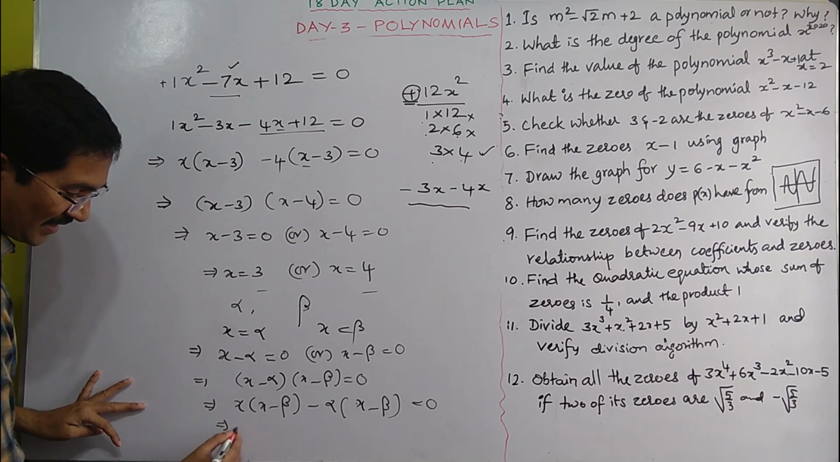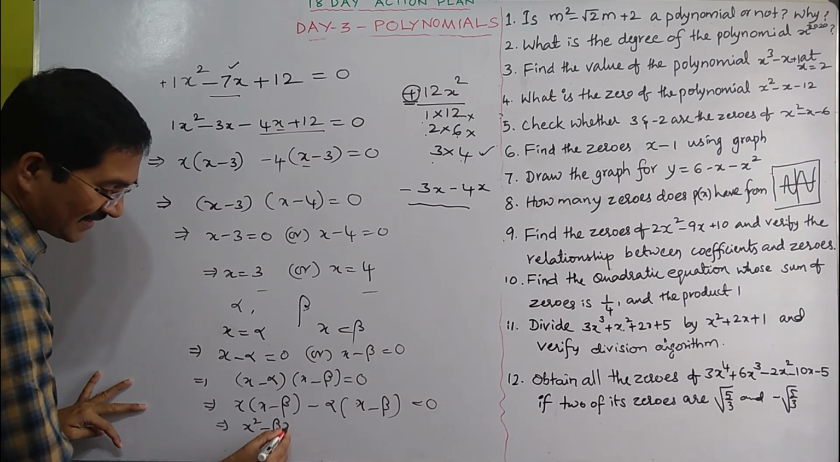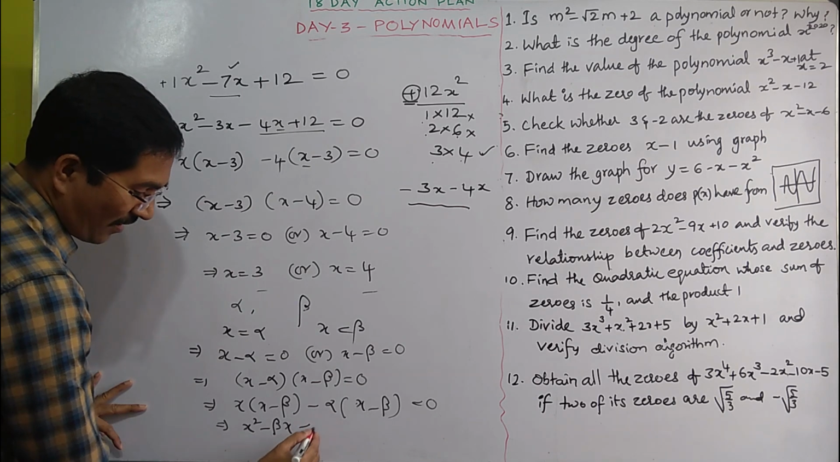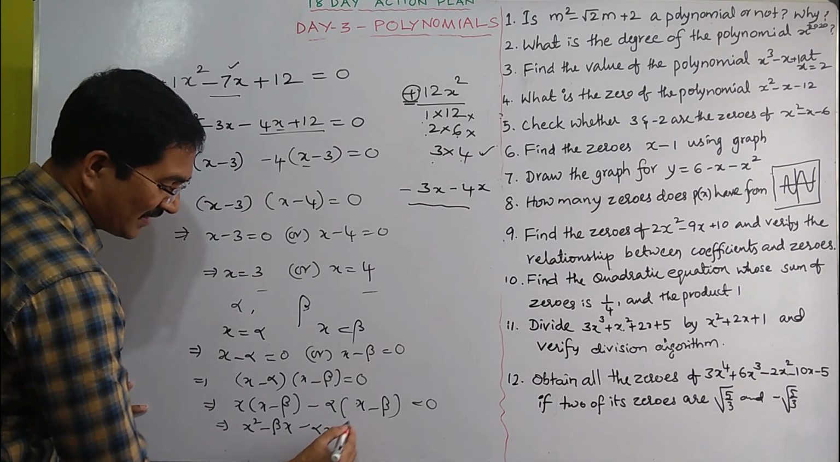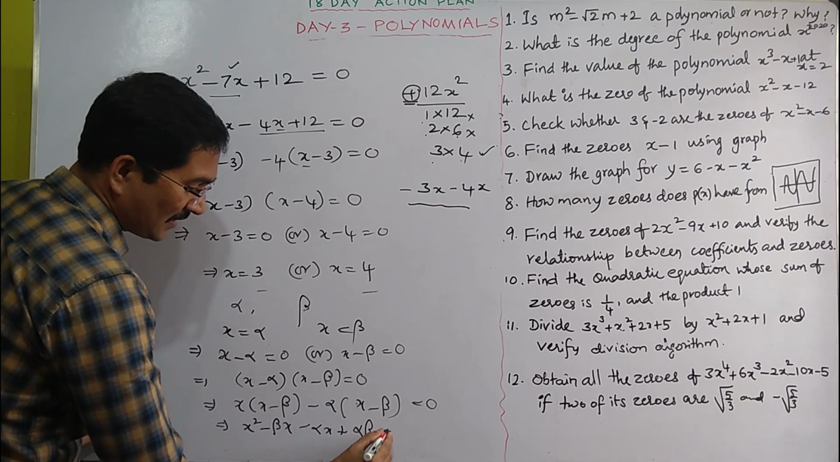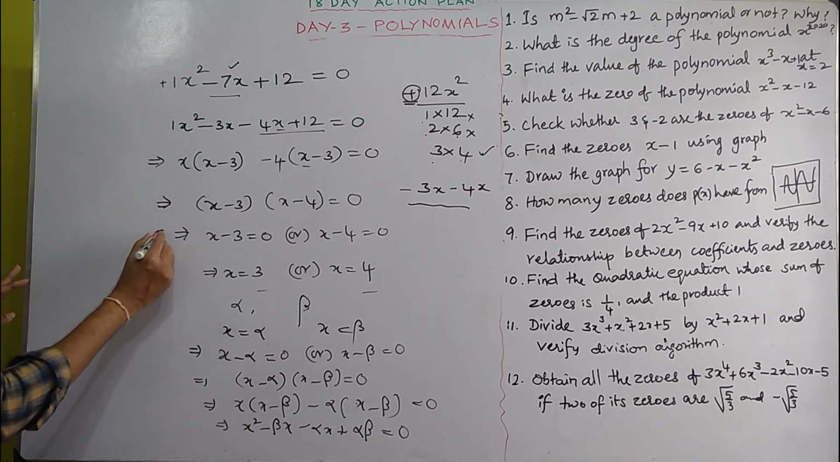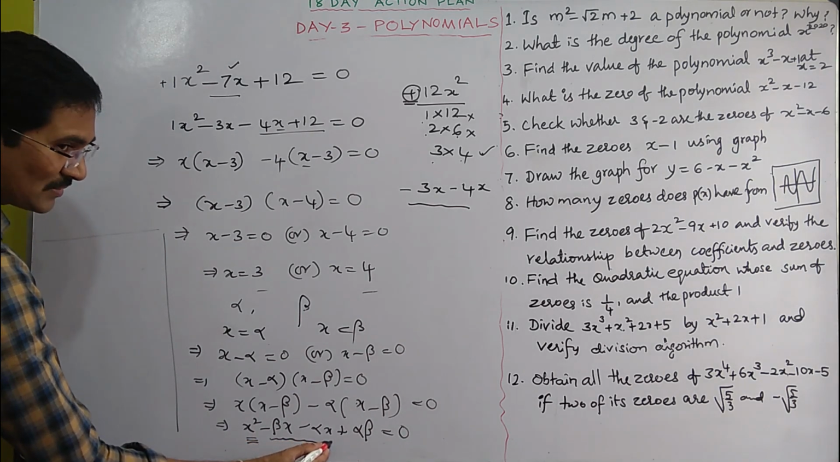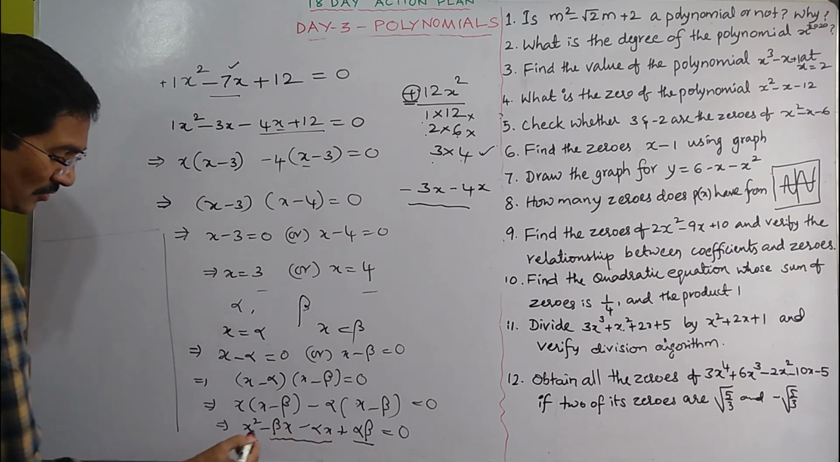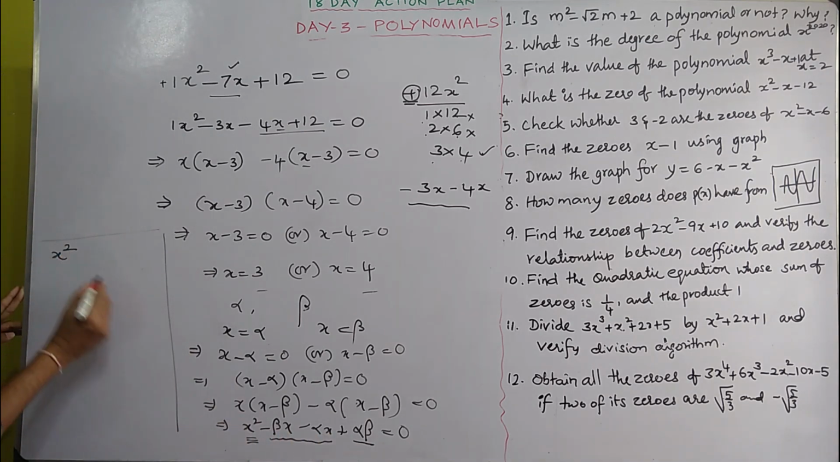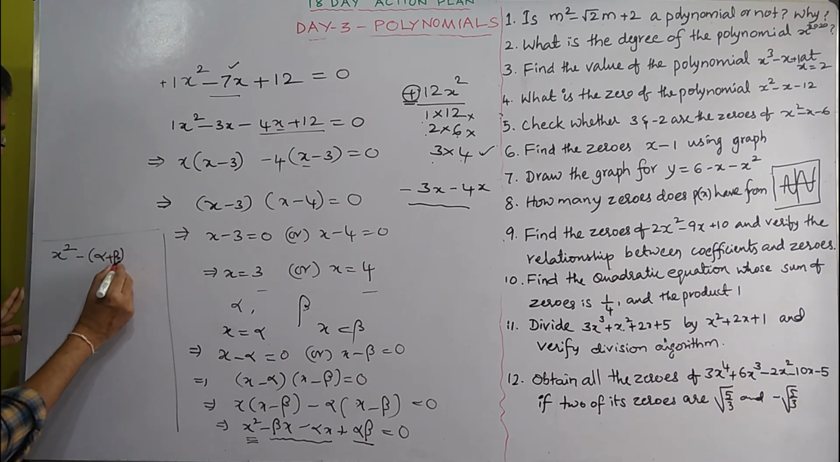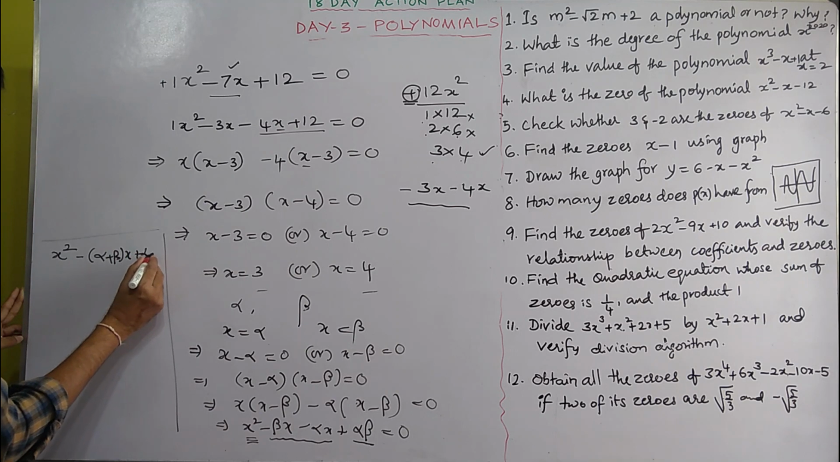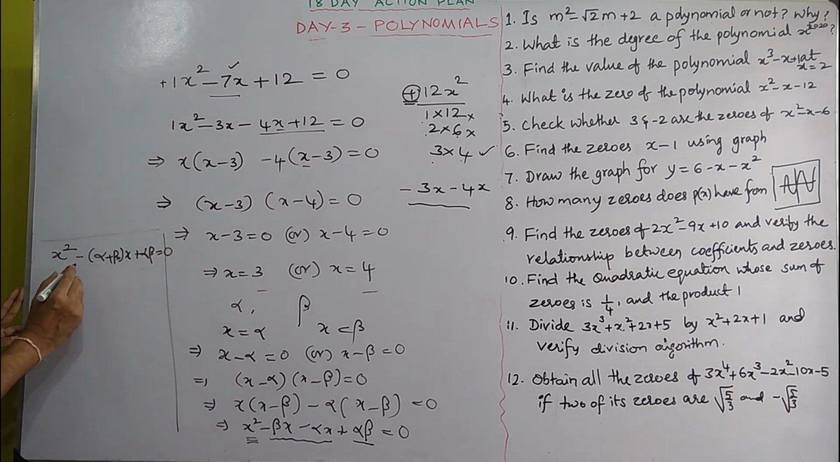So this gives you x square minus beta x minus alpha x, minus into minus is plus alpha beta, is equal to 0. This is the x square term, these two are x terms, the like terms which we call, and this is the constant term. Both x terms have minus, so let me take minus common. So alpha plus beta, they can be added to get x, then plus alpha beta is equal to 0. So this is what we get as the quadratic equation.